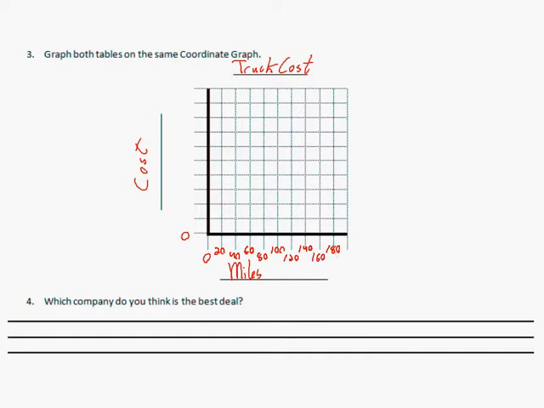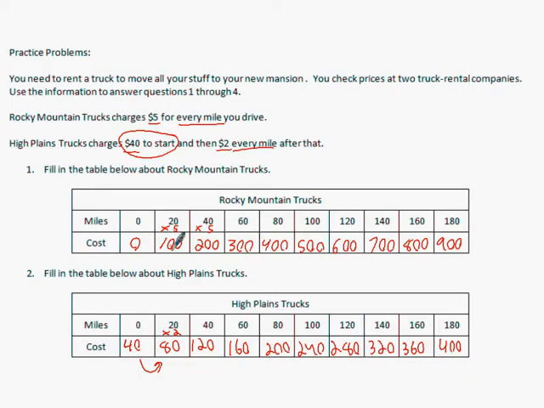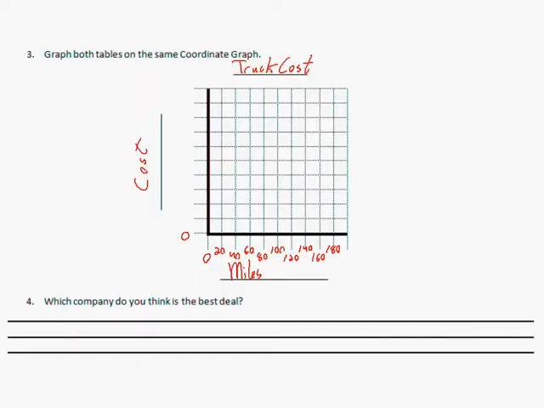Now, cost. Highest cost here is 900, highest cost here is 400. We have to go with the highest number. So if I have to count to 900, I'm going to count by hundreds. 200, 300, 400, 500, 600, 700, 800, 900, and that's as high as we have to go.